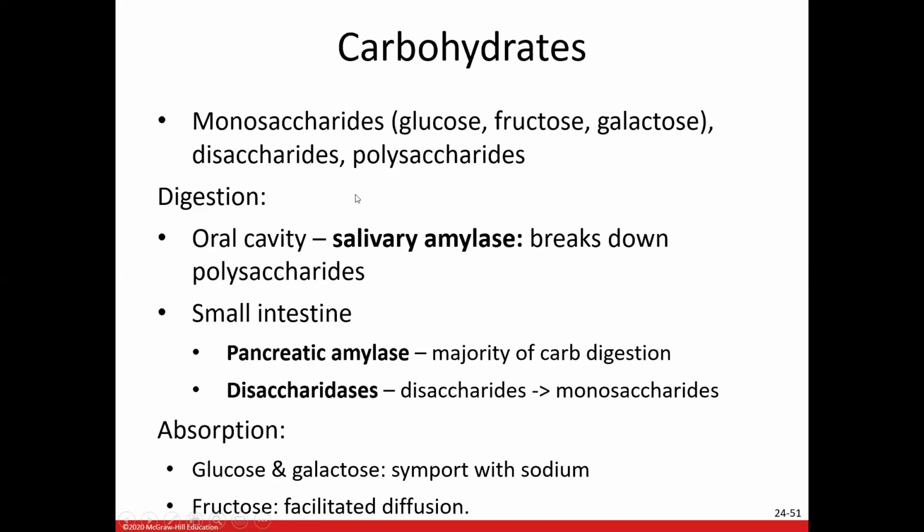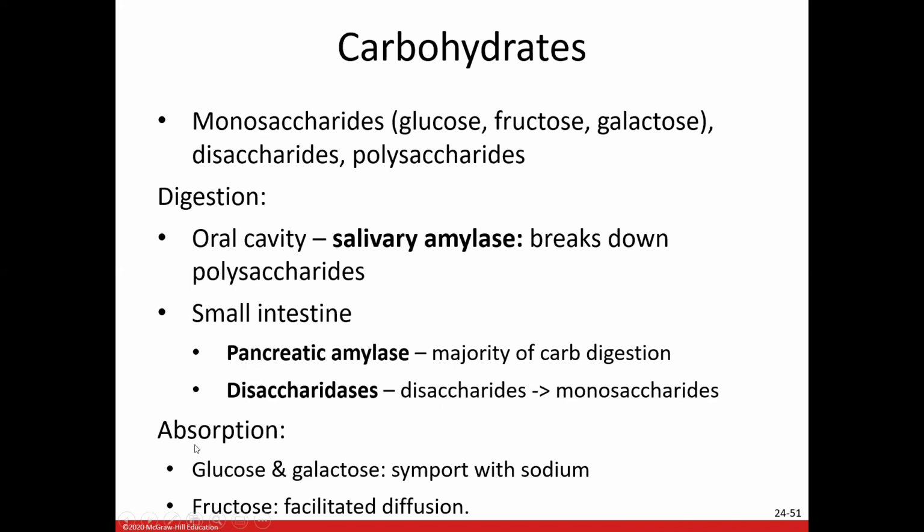And we have digestion of carbohydrates in a couple of different places. First one is the oral cavity. The salivary glands produce what's called salivary amylase. This breaks down initially some of your polysaccharides in the oral cavity. Then we don't actually have any carbohydrate breakdown until we reach the small intestine, where some of those pancreatic enzymes get released into the small intestine to help continue to break down those carbs. So we have pancreatic amylase, which helps with carb digestion, and then we have the disaccharidases, which break down specifically disaccharides into monosaccharides.